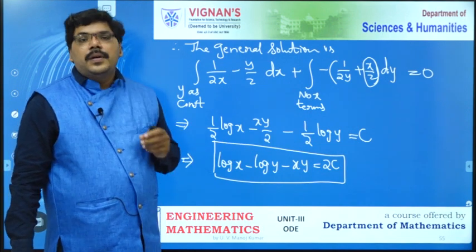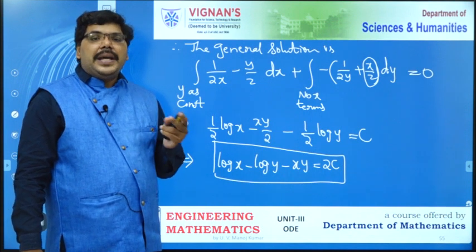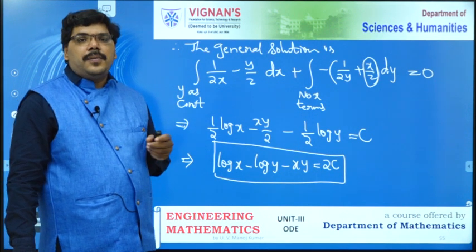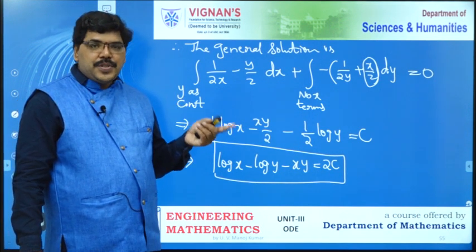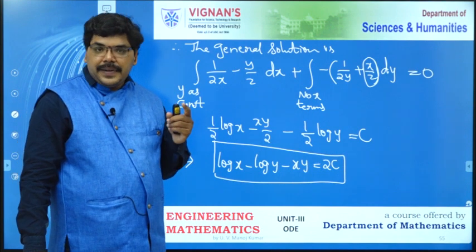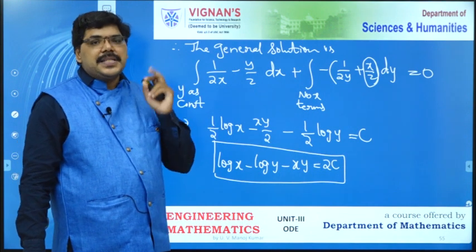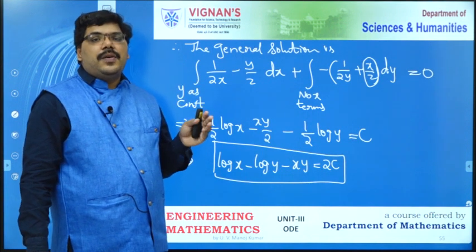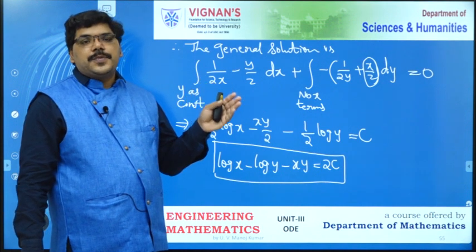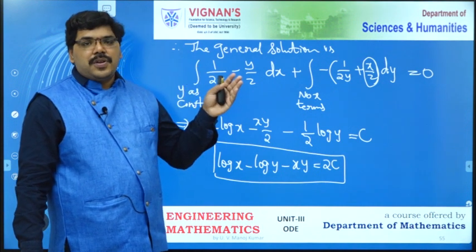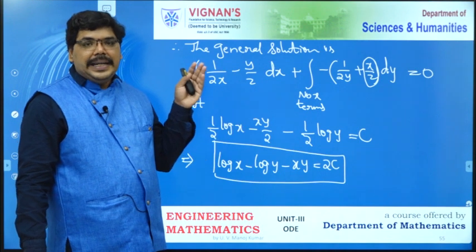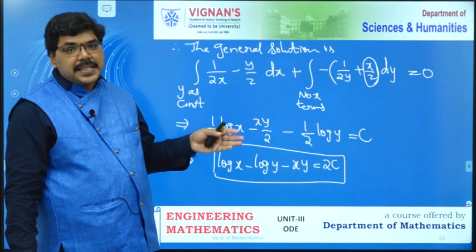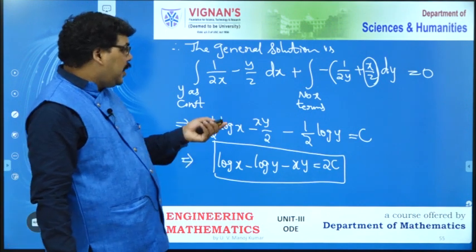So far we have seen two cases of non-exact differential equations. In the first form, the equation given is homogeneous, so the integrating factor is 1 by mx plus ny. In the second, the differential equation given is in the form of y into function of xy into dx plus x into function of xy into dy. So, the integrating factor is 1 by mx minus ny. So, let us see the remaining two cases.